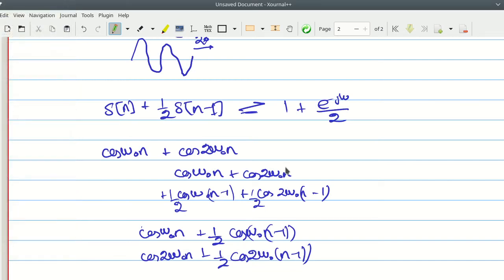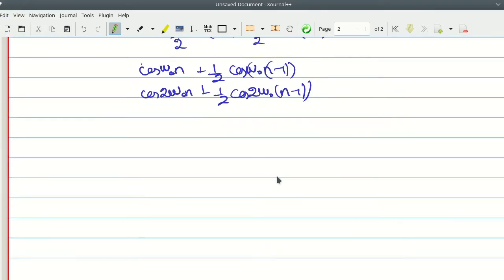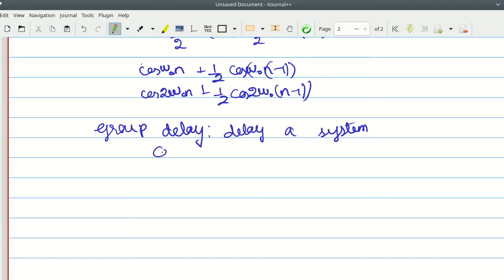So let's go back to our note and then define a particular quantity. I'm going to define a quantity called the group delay. So roughly speaking, it is the delay a system causes to the envelope of an input.